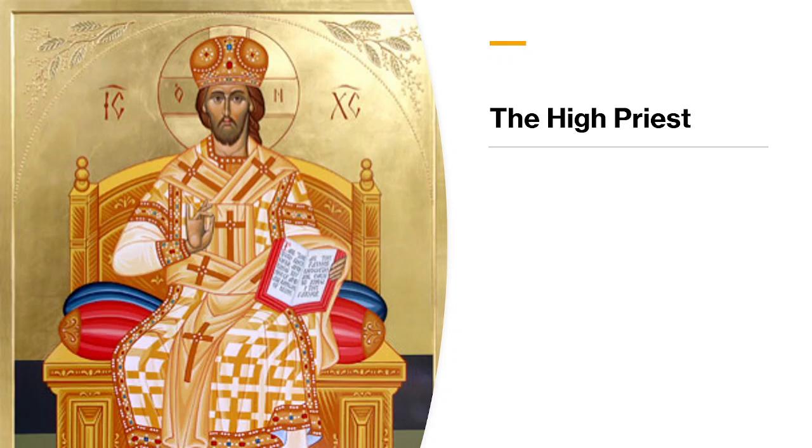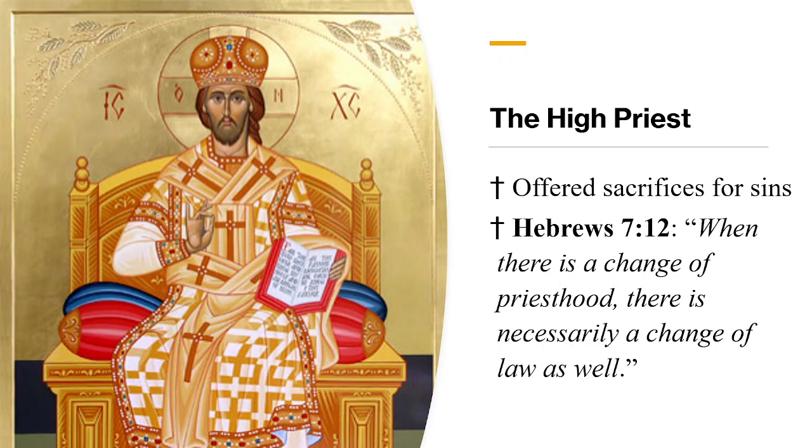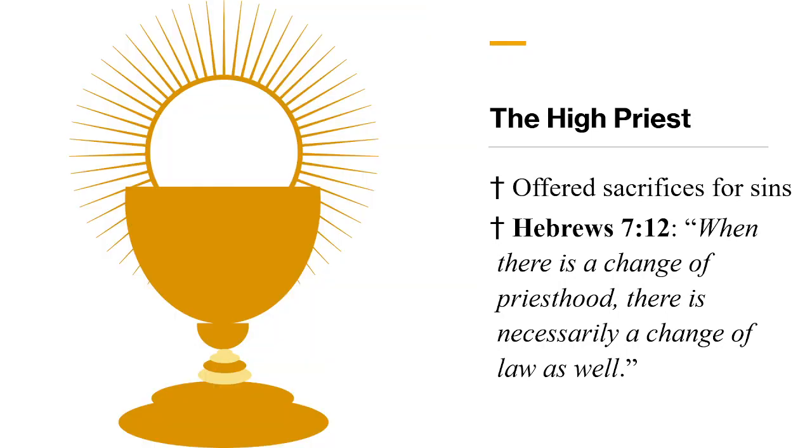Quickly, Old Testament priests would offer sacrifices for sins. In Hebrews chapter 7, it says when there's a change of priesthood, there must be a change of law as well. So he's saying this to show that a new law must now be fulfilled, because there's been this change of priesthood. Christ is the high priest. And we see this happen in the Gospel of Mark, for example. Jesus says that the wine he's holding is his blood of the covenant, which is poured out for many. So he fulfilled this old covenant.